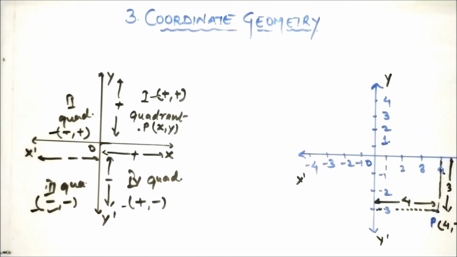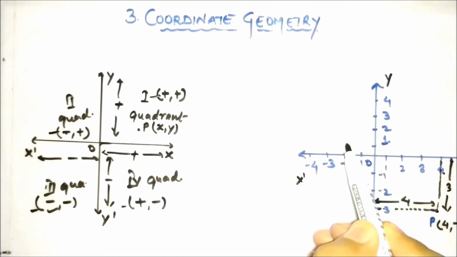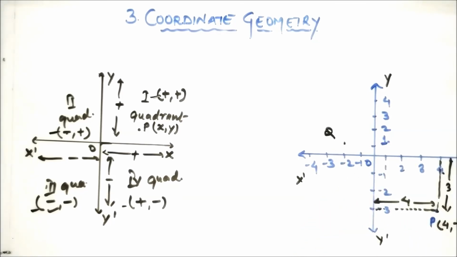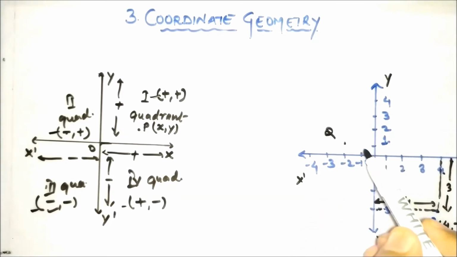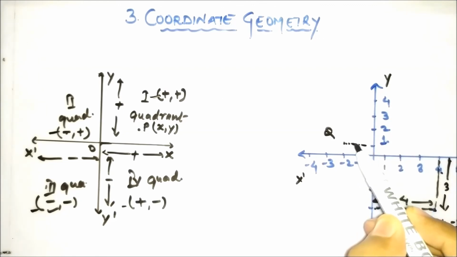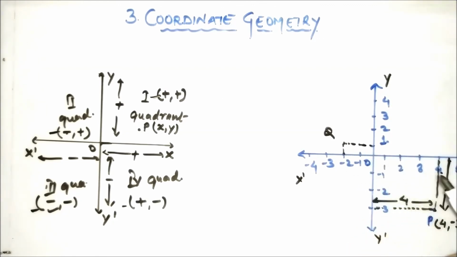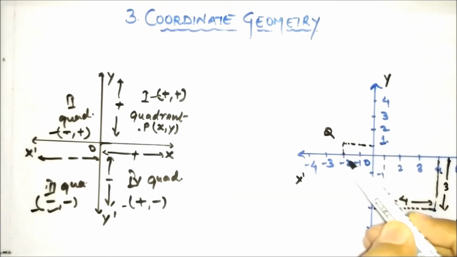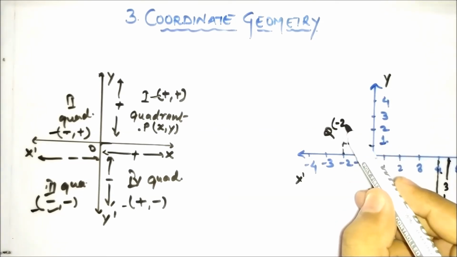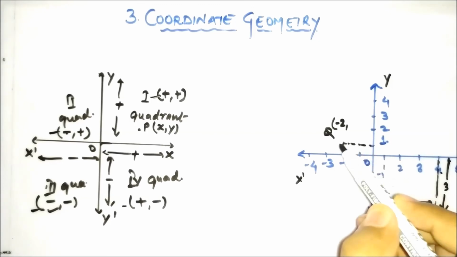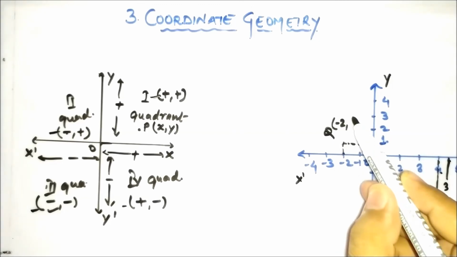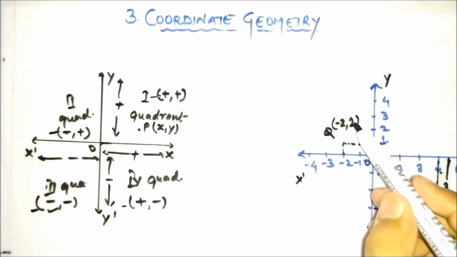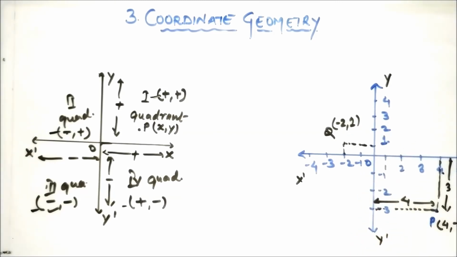If I give you any other point, something like Q here, what are the coordinates of point Q? Again you will drop two perpendicular lines, one on the x-axis and one on the y-axis. On the x-axis we reached -2, so it will be -2 for x, and on the y-axis we reached 1, so it will be 1 for y. So (-2, 1) will be the coordinates of this point Q.